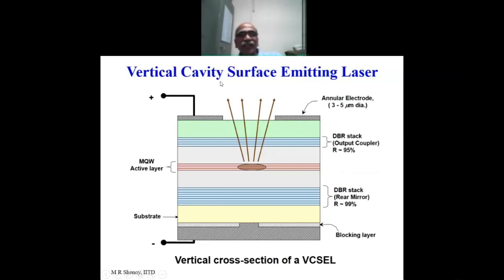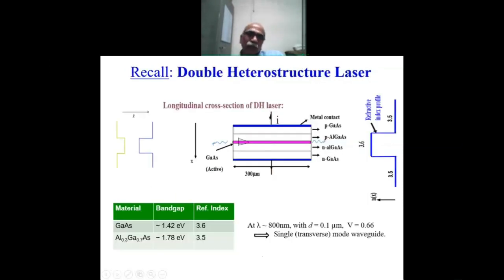An exotic design is a vertical cavity surface emitting laser. I will not go into the discussion here, but it has two reflecting stacks here, and the output comes vertically up from the chip, not from the sides like the normal Fabry-Perot laser. The advantage is you can have a very dense array of such devices on a single chip. The second point you see here is the active layer normally comprises multiple quantum wells. So I will just touch upon this quantum well and proceed further.